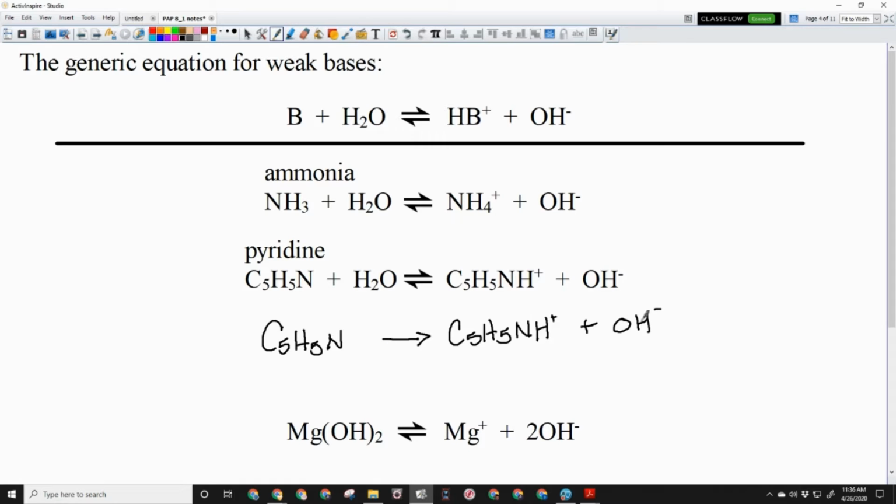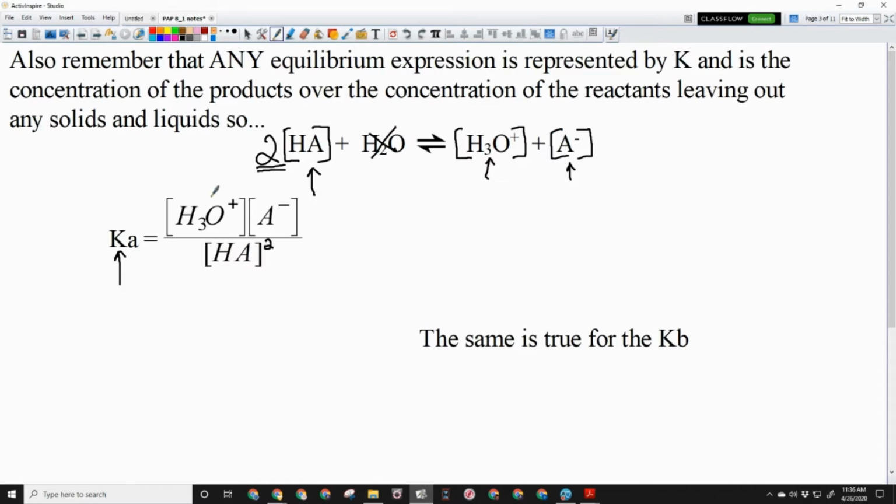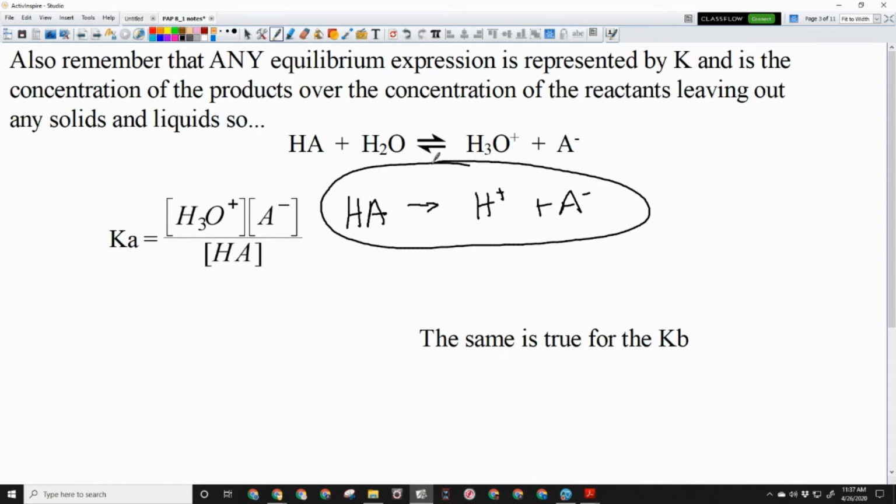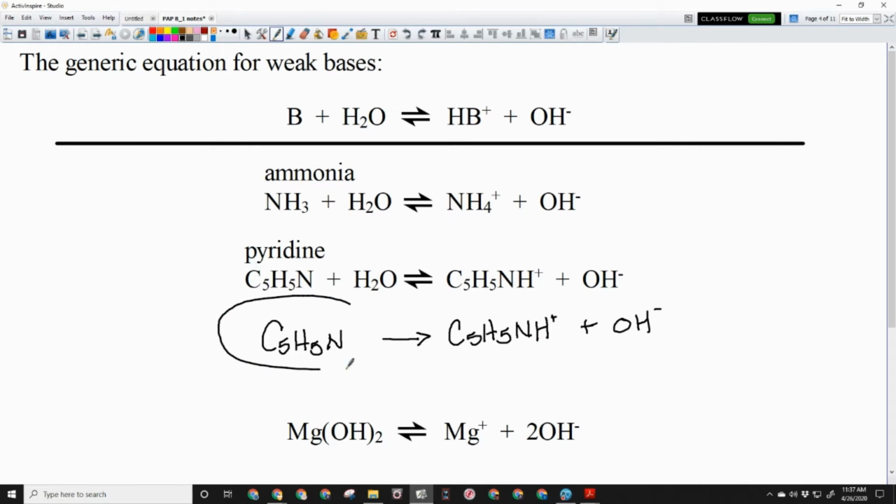So what we do is we just leave the water out. The same thing happens with an acid. Here we have HA goes to H plus A. Leaving the water out, H2O off of this just leaves H plus A. Many times you'll see it written in the simplified form like this, without the water.